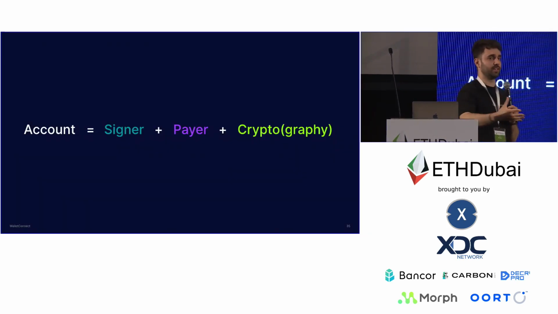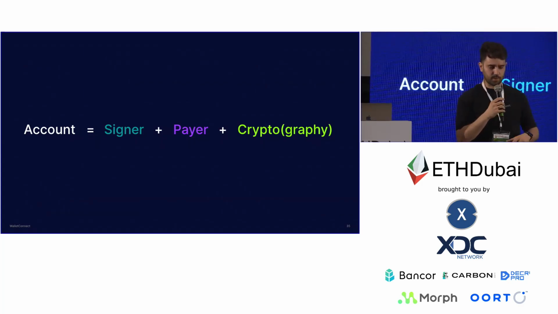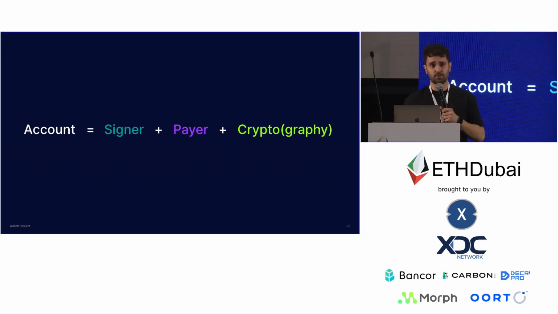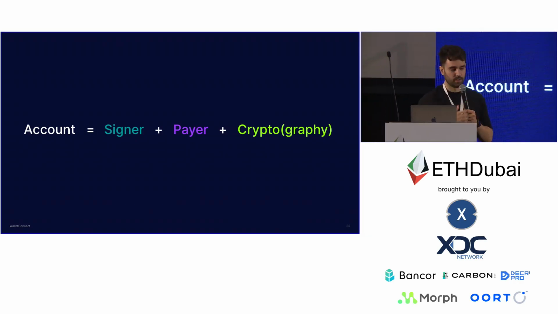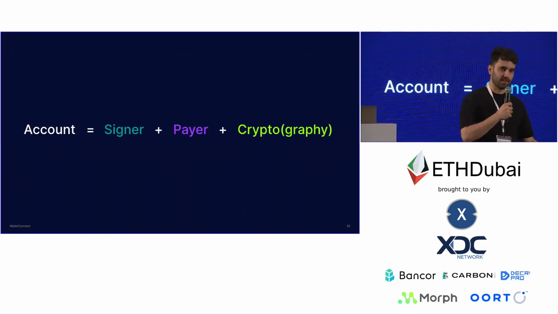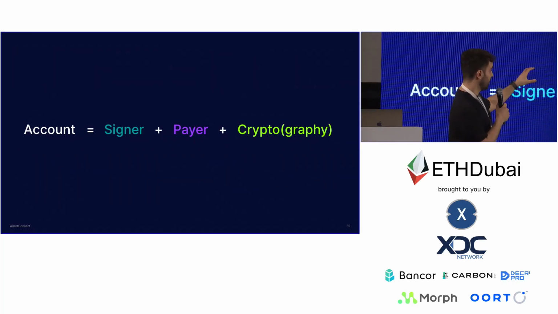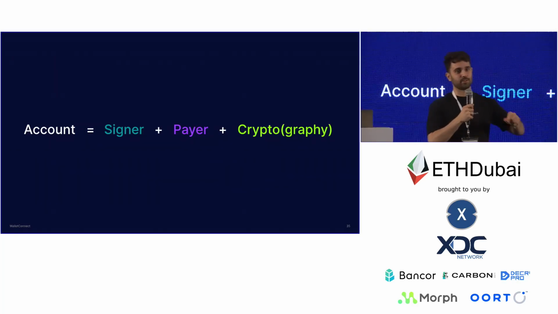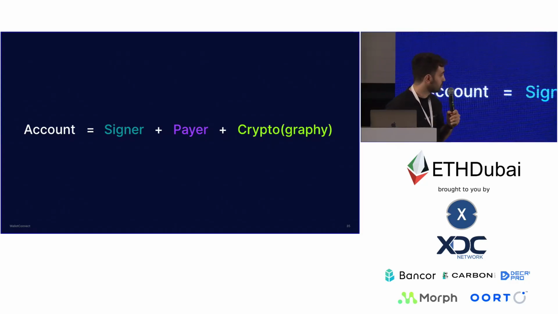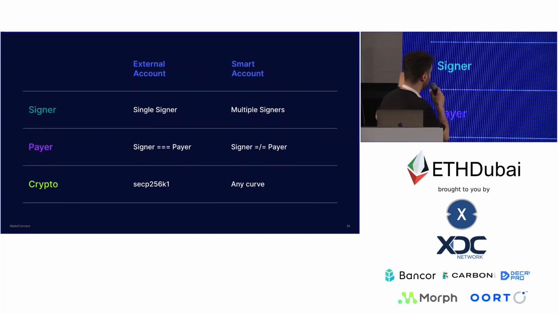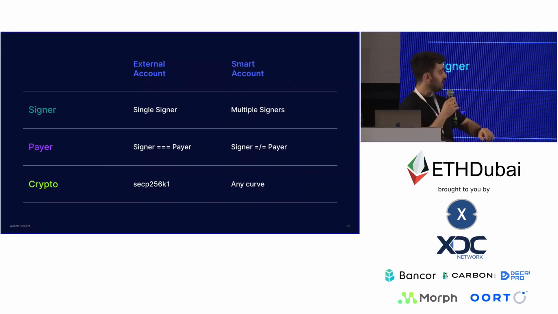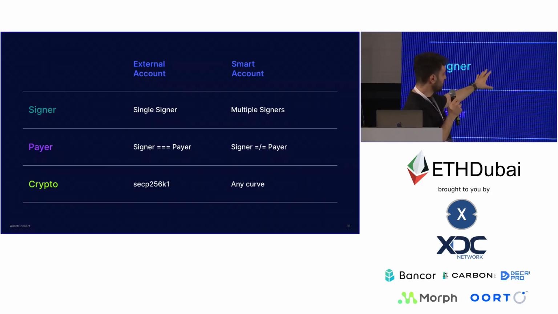So what is an account? We talked about external accounts and smart accounts, and just like we broke down wallets into three components, I want to also break down accounts into three components, which are signer, payer, and crypto. And unfortunately, when you talk in a cryptocurrency conference, you always have to say cryptography. I'm not referring to crypto as cryptocurrency, but actual traditional cryptography. So an external account has a single signer, which is the public-private key that we talked about. That public key is the only signer for the external account.